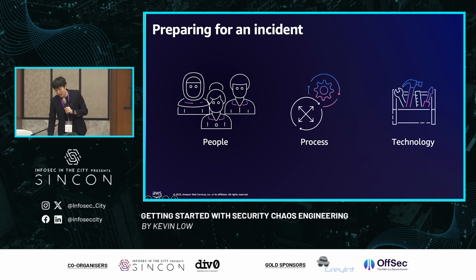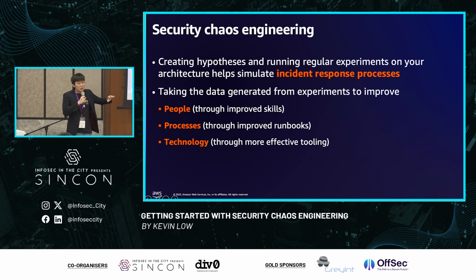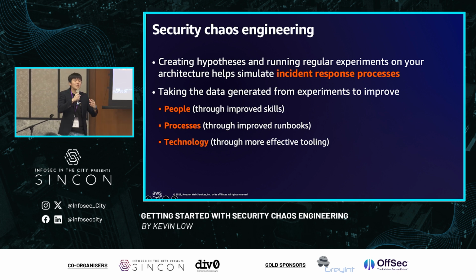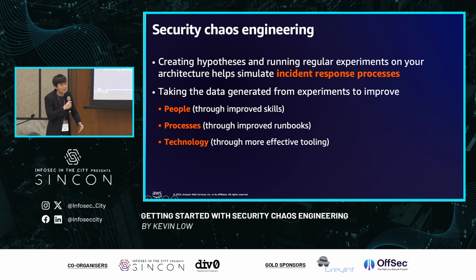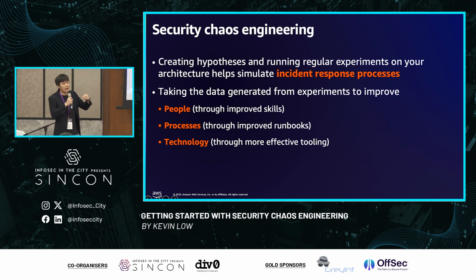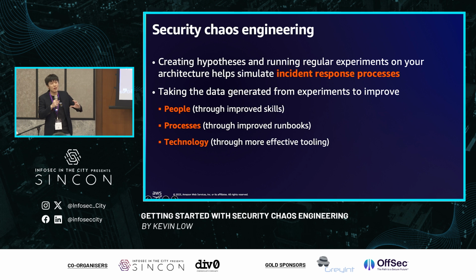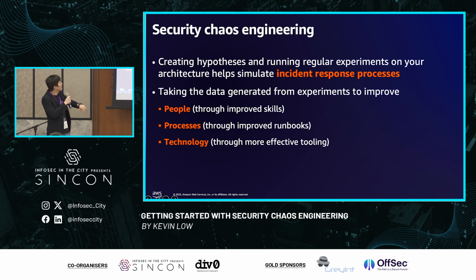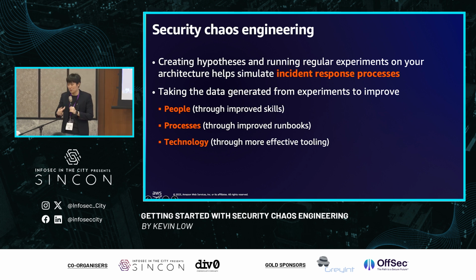So when we put this together, we come up with security chaos engineering, and how it's going to work is that we're going to create hypotheses and run regular experiments. These experiments help you simulate incident response processes. It's more than just a drill. You are running things in complex systems to see how the system reacts, collecting evidence and applying that, which we'll go into in a moment. And then you take all the data that you generate to improve your people through improved skills, processes through improved runbooks, and technology through more effective tooling.